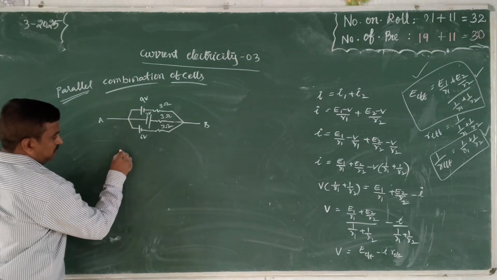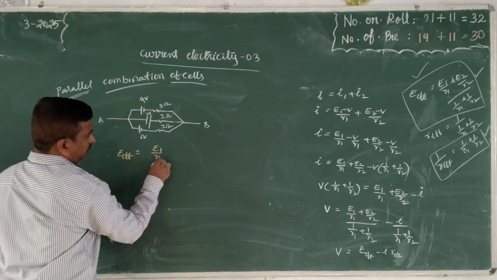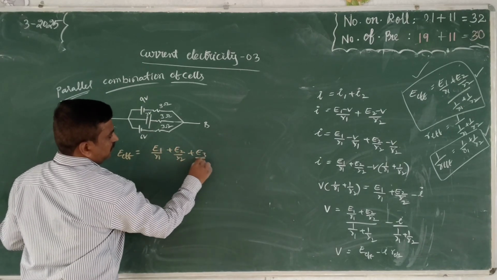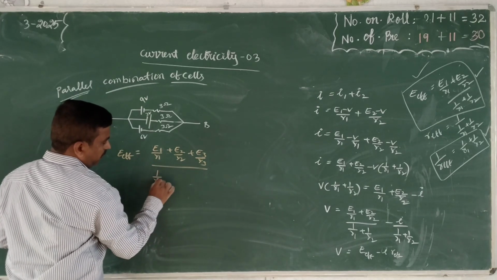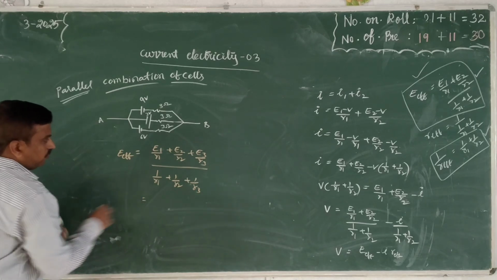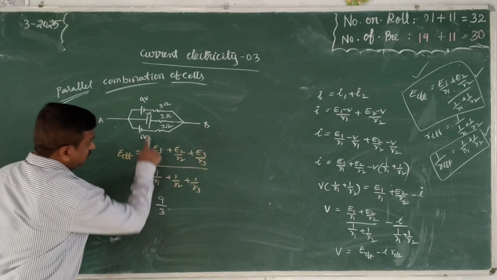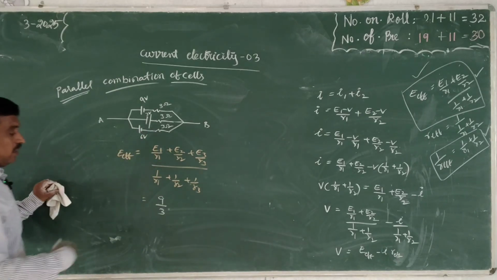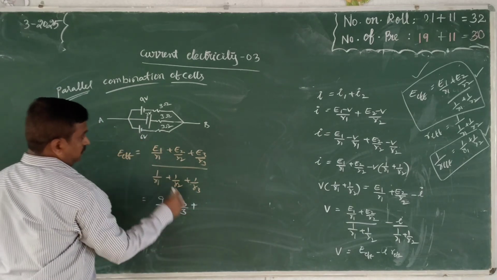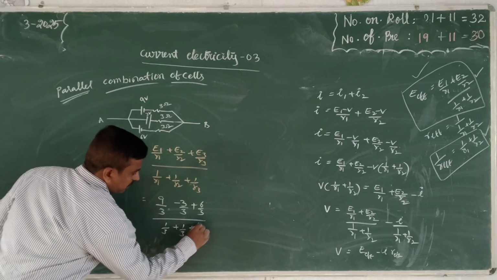In this case, effective EMF equals (E1 by R1 plus E2 by R2 plus E3 by R3) divided by (1 by R1 plus 1 by R2 plus 1 by R3). What can we write now? E1 is 9 by 3. Here the polarity is reversed, so we write minus 3 by 3. R2 is 3. Plus, the polarity is the same, so 6 by 3, divided by 1 by 3 plus 1 by 3 plus 1 by 3.